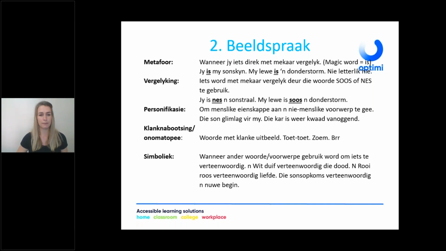Then symbolic symbolism. That is when you use words or objects to explain something else. Okay. That is when you, for example, talk about a wit dove, a white dove, that white dove represents the dead. Okay. Or how a red rose would represent love. Or if you speak about the sunrise, it might represent a new beginning of your life, a new chapter, or a new start to something.